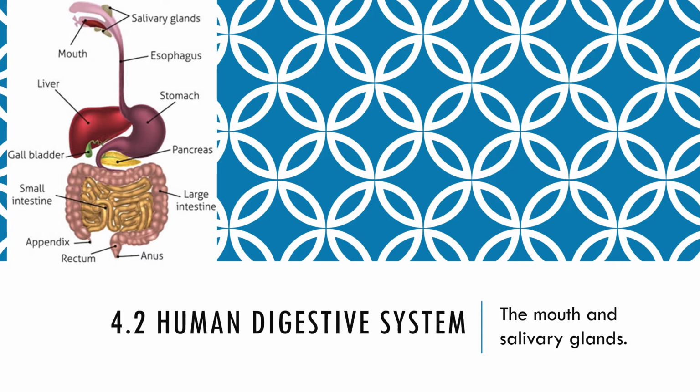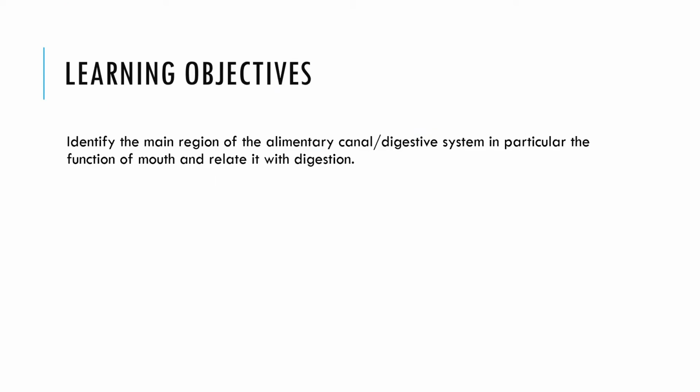This is another part of the animal nutrition called the human digestive system. We are going to talk about the system in our body that helps in digestion, and particularly we are looking at the mouth and the salivary gland. Today you will learn how to label and know where the organs of the digestive system are.